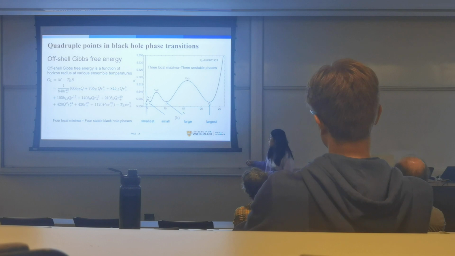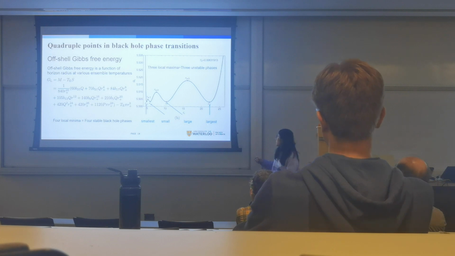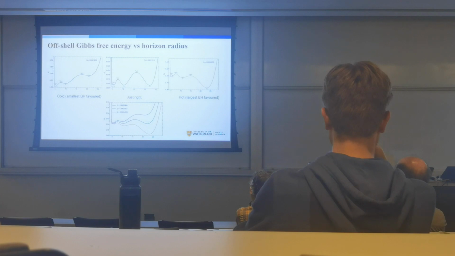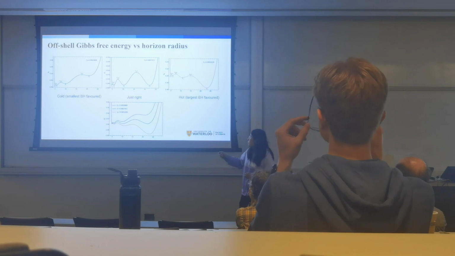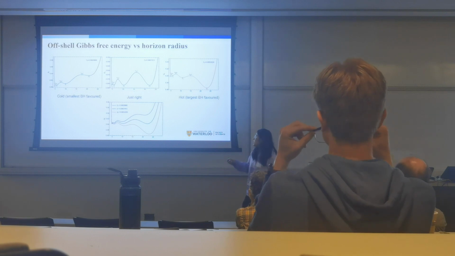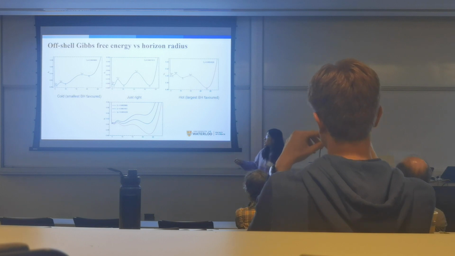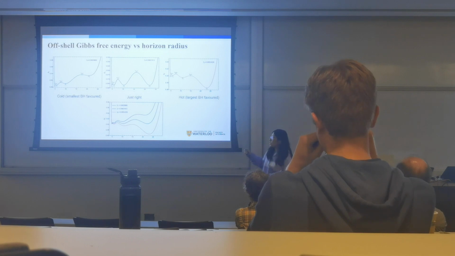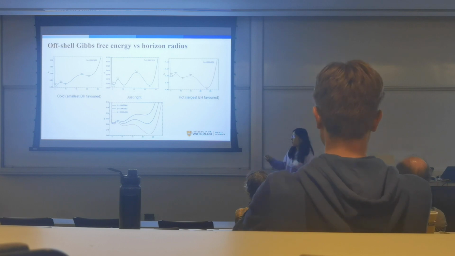Let's look at the 4 stable black hole phases. As you can see, this is the smallest black hole, this is a small black hole, this is the large black hole, and this is the largest black hole. If we change the ensemble temperature a little bit, we can see different structures of the off-shell Gibbs free energy. In cold temperature, this is the blue curve. In the cold temperature, the smallest black hole has the lowest Gibbs free energy value, while the largest black hole has the highest Gibbs free energy value. So the smallest black hole is preferred in this case. For the hot temperature, the red curve, the largest black hole has the lowest Gibbs free energy value, and the smallest black hole has the highest. So in the hot temperature case, the largest black hole is favored.